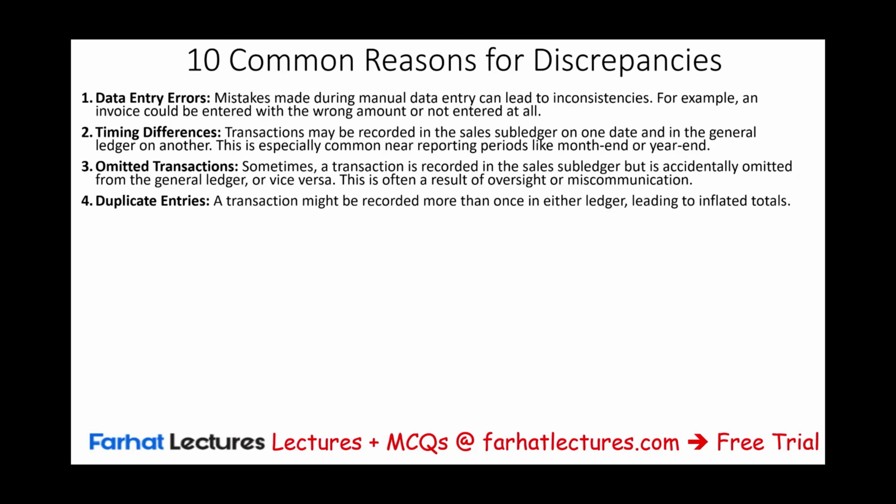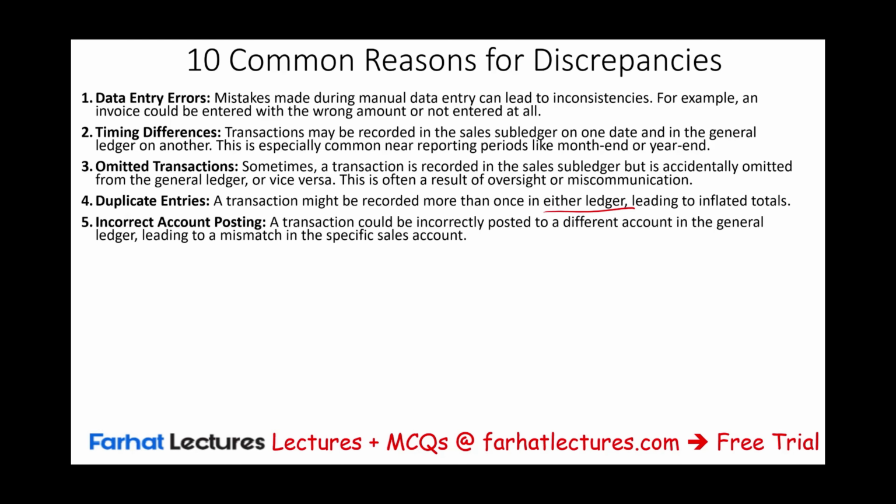Duplicate entries. A transaction might be recorded more than once in either ledger, leading to an inflated total. You have to look for that and reverse it out. Incorrect account posting. A transaction could be incorrectly posted to a different account in the general ledger, leading to a mismatch in the specific sales. So you recorded it somewhere else.